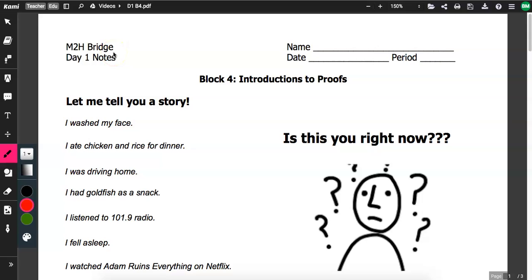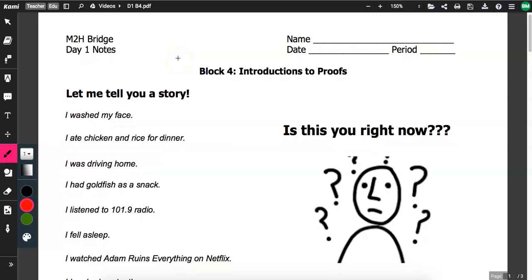All right, our last video for day one, block 4, we're going to start talking about proofs. A major topic this geometry unit is proofs and proof writing. So we're just going to introduce a little bit here and talk about some specific terminology and theorems that you might need to know to get us started with writing proofs.